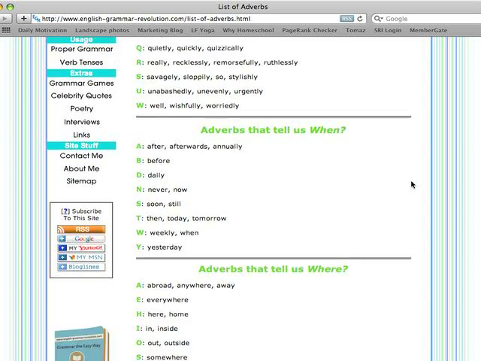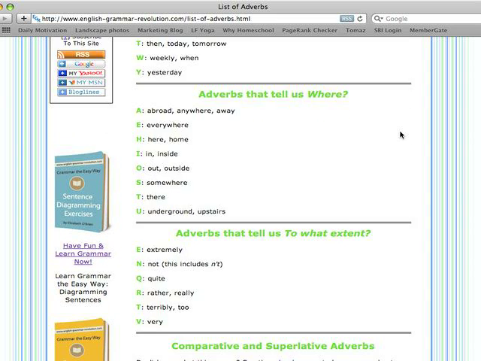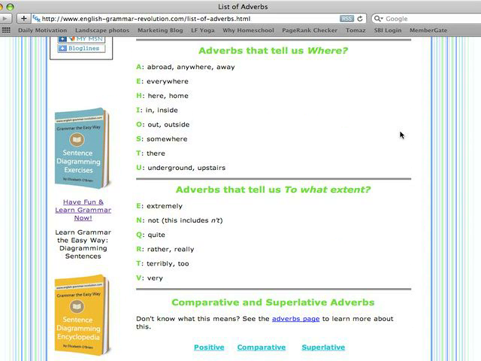Here, if we scroll down the page, are some adverbs that tell us when: after, afterwards, annually, before, daily, never, now, then, today, tomorrow, weekly, when, yesterday. All of those tell us when. Notice that even the actual word when is an adverb. It seems kind of funny, but the word when is an adverb. And we can scroll down a little more and find adverbs that tell us where. Where is another of the adverb questions. So, where? Abroad, anywhere, away, everywhere. You can read the rest of these right here.